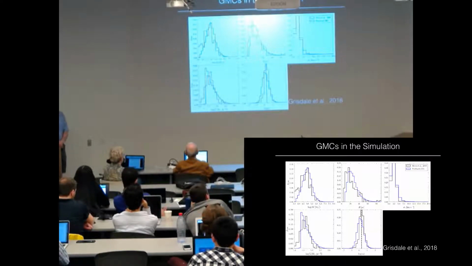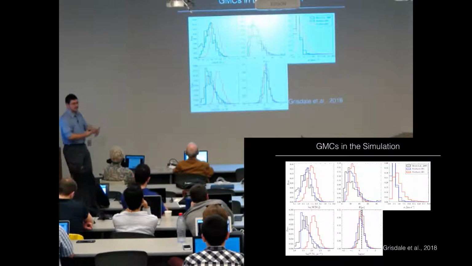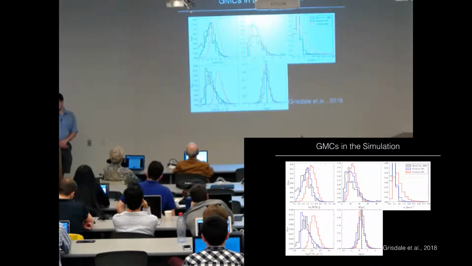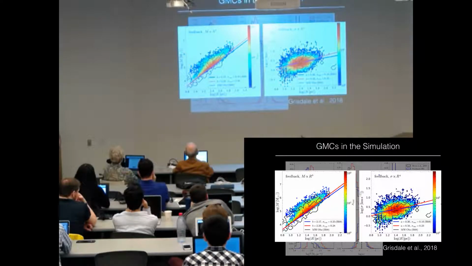In 3D, we find that we have a shift in properties to larger values, mostly just because objects that are in projection appear as a GMC, but when you're actually measuring them in 3D are not connected, and so fall below our criteria. You can combine these, of course, into the Larson relations, which I'll show here. The black contour shows the observational data, and the colored histogram in the background there is our simulation. So you can see we're matching pretty well.